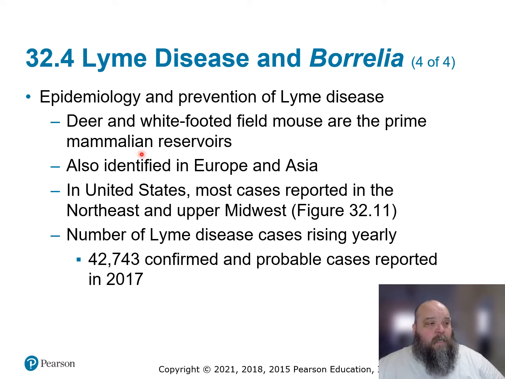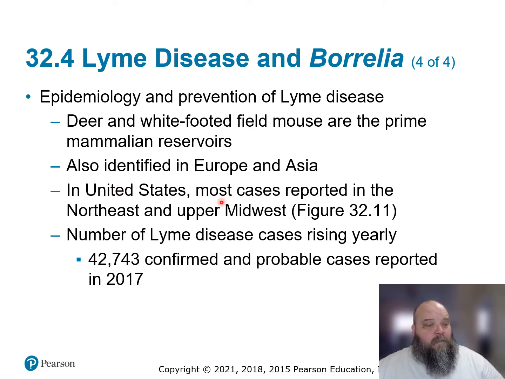What we do know is that out there in the environment, deer and white-footed field mice are the prime mammalian reservoirs. It doesn't cause them major disease. It may cause a mild disease in them, because if it caused too much damage to them, the host would all be wiped out because predators would eat them, and then no reservoir, Borrelia dies out too. So it may cause a very mild, if any, type of symptoms in them, and then it gets spread due to tick bites.